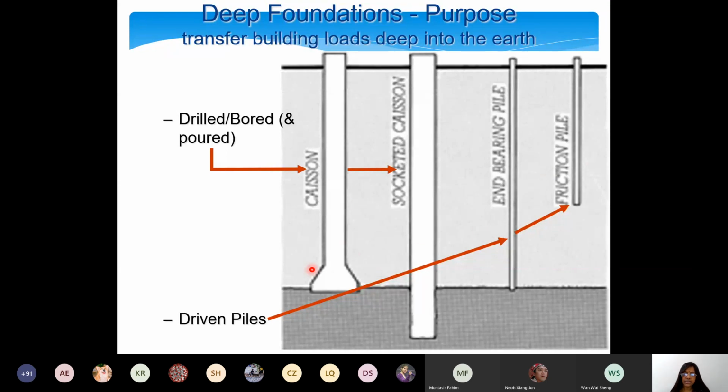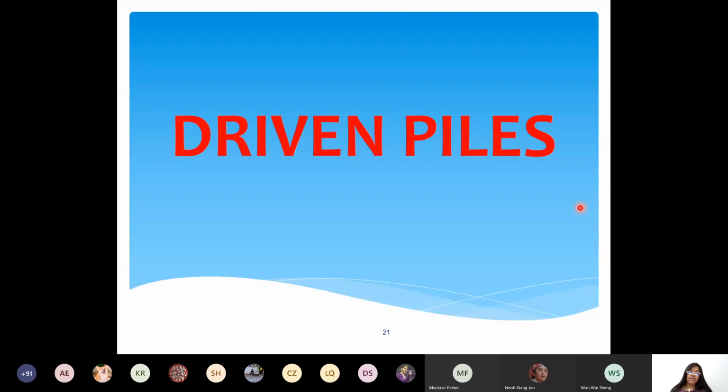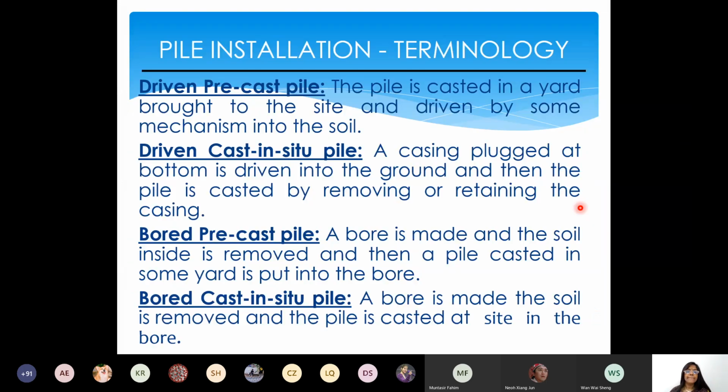All these are reaching the ground. This one may be at some place or reaching a medium soil. I will explain why it is like this. Driven piles. Just now I said driven piles means you have the pile in hand already fabricated.